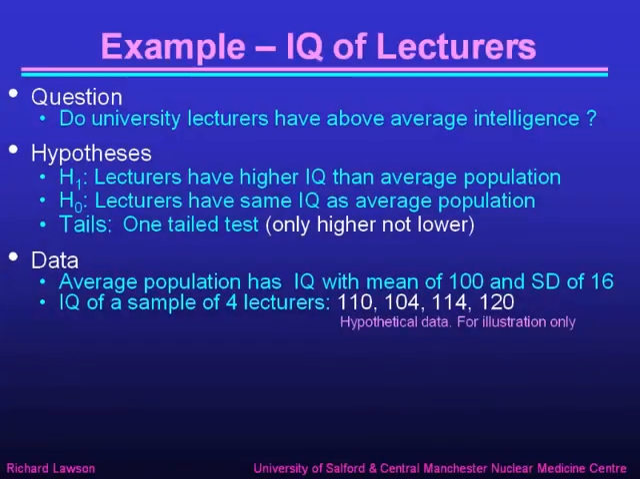So let's look at the results of the data that we have. We know that by definition the average population has an IQ with a mean of 100, that is how IQ is defined, and a standard deviation of 16. That also comes from the definition of how IQ is defined, that it has a standard deviation of 16 about a mean of 100.